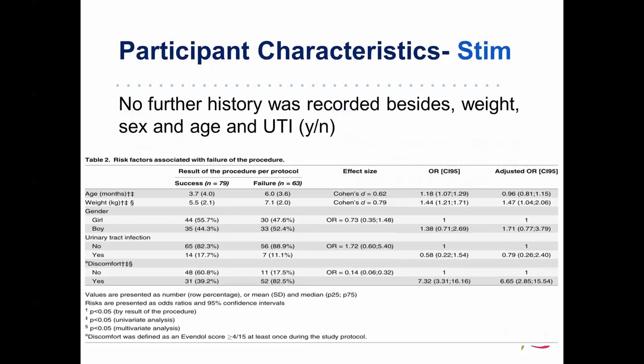But the conclusion really was that gender and urinary tract infections do not affect whether a child is going to succeed in this midstream urination collection, but age and weight do, and as stated earlier, the p-values were significant for the results of the procedure, the urine analysis, and the multivariate analysis, as well as discomfort.